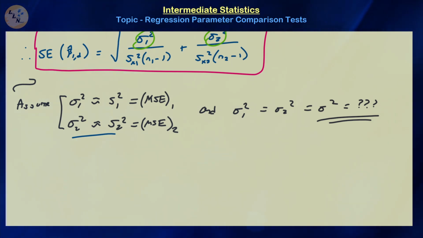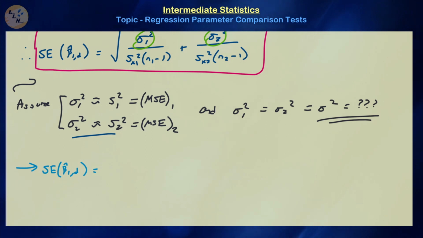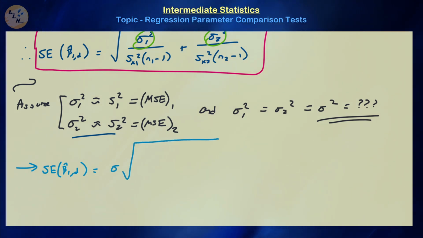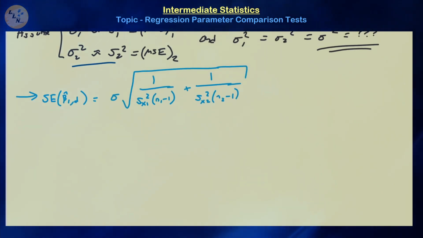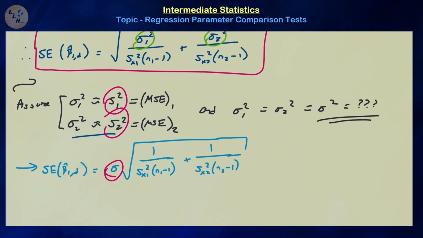So only under those assumptions, we can say that the standard error for beta hat 1d is going to be equal to sigma times the square root of 1 over s_x1 squared times n1 minus 1, plus 1 over s_x2 squared times n2 minus 1, right? If we do not know what the sigma is, that means we need to approximate it. Similar to the proportions, we can approximate this with a pooled variance. We can pool together s1 squared and s2 squared because we're approximating the same exact variance.